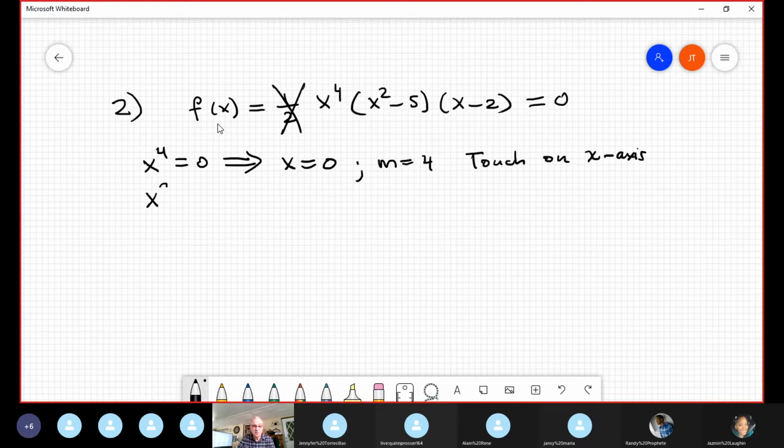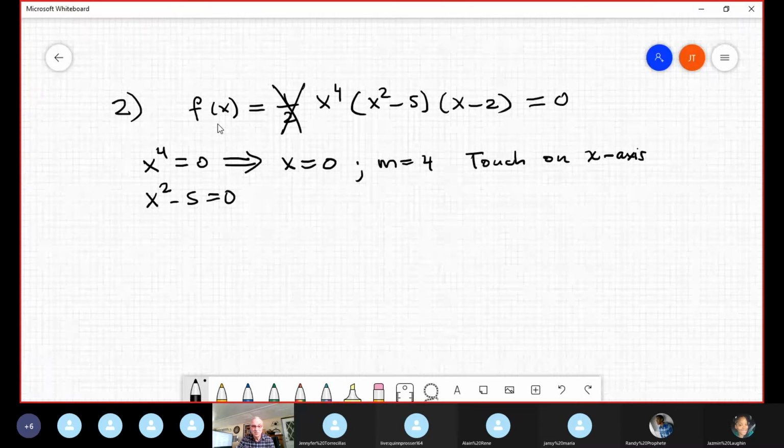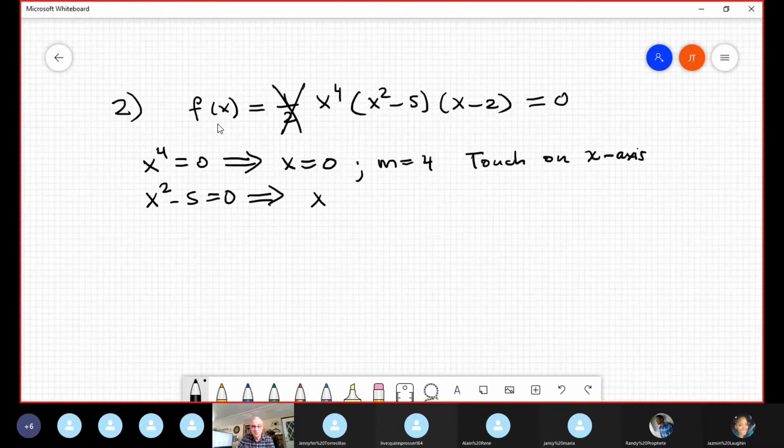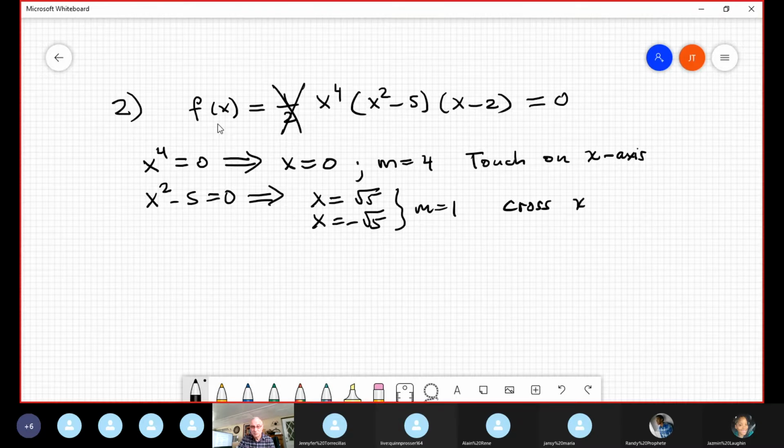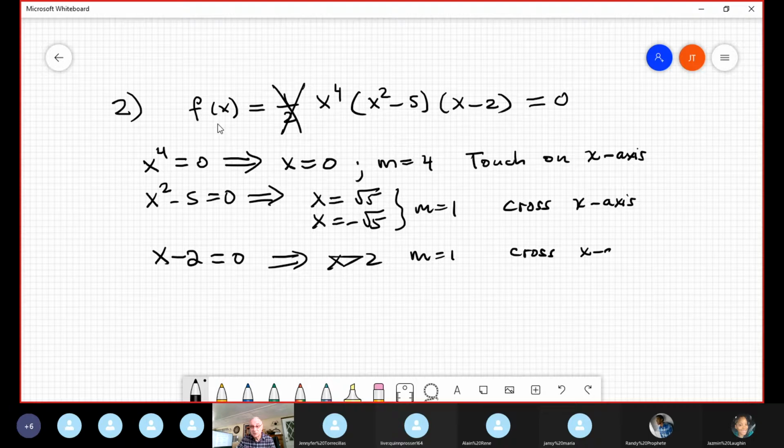Likewise, this is similar. X squared minus 5 equal to 0. We have two solutions, no? In positive radical 5 and negative radical 5. No? In both cases, the multiplicity is 1. Now cross. And finally, x minus 2 equal to 0. X equal positive 2. Of course, multiplicity 1 because we have no exponent. No? And this is cross. X.